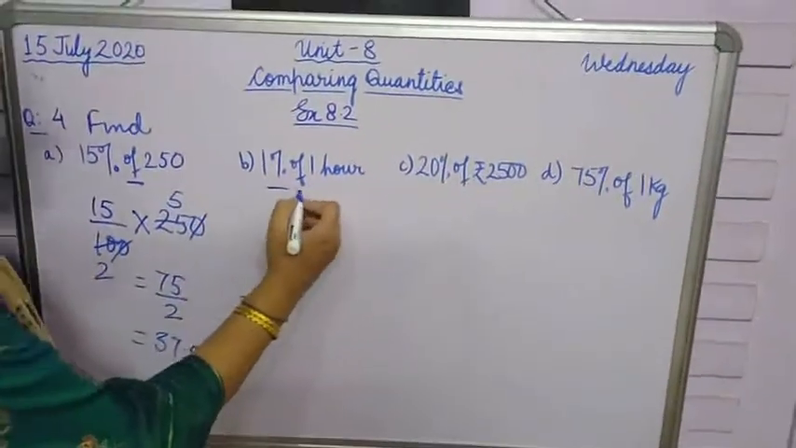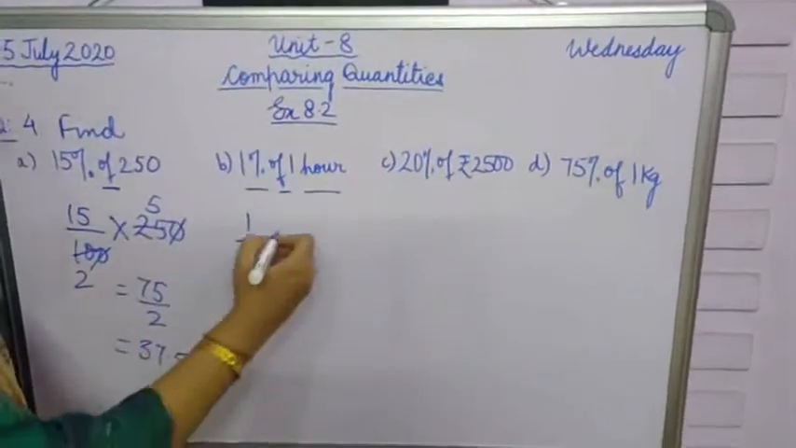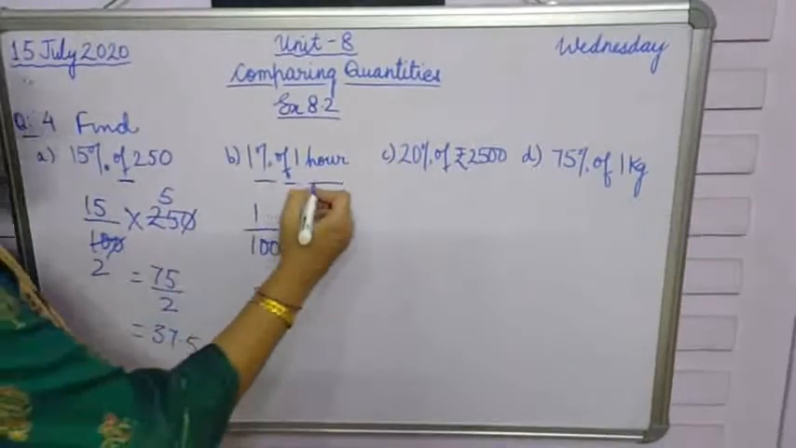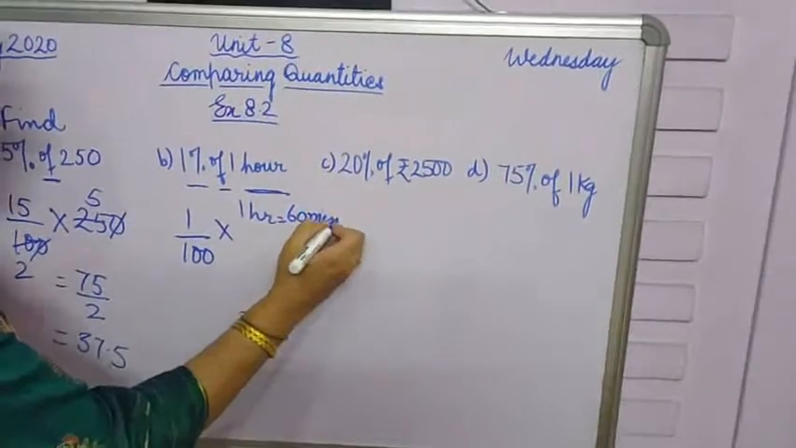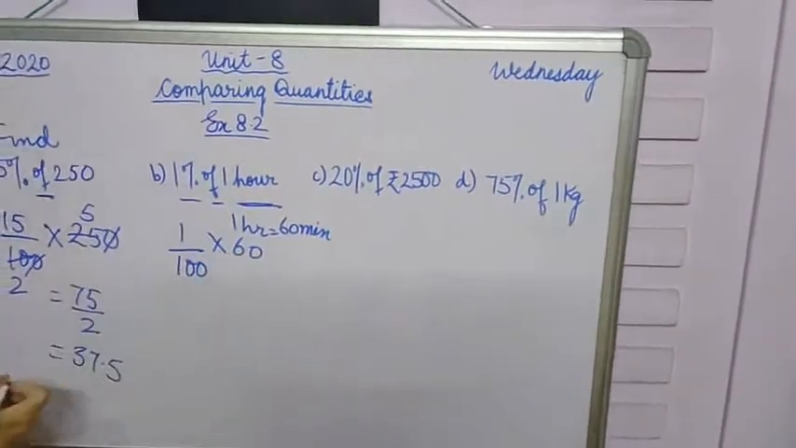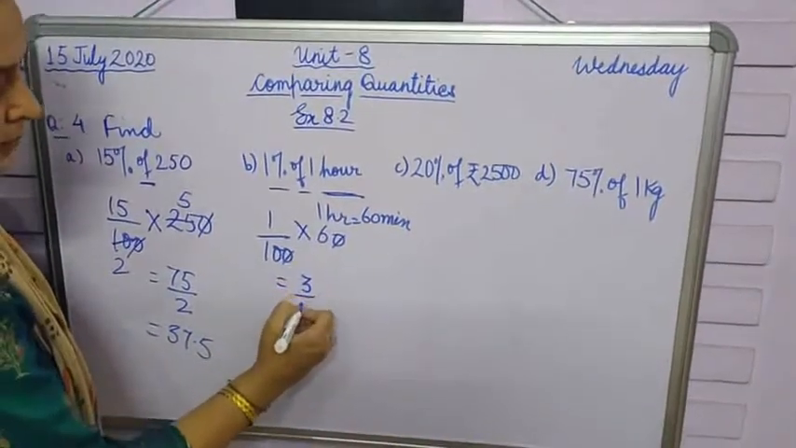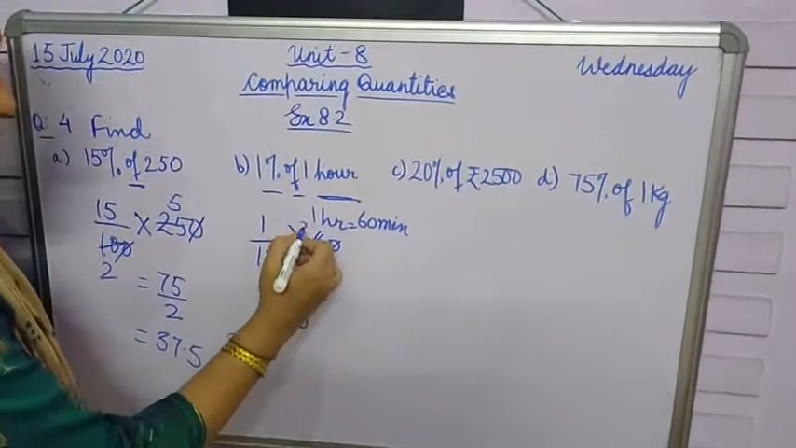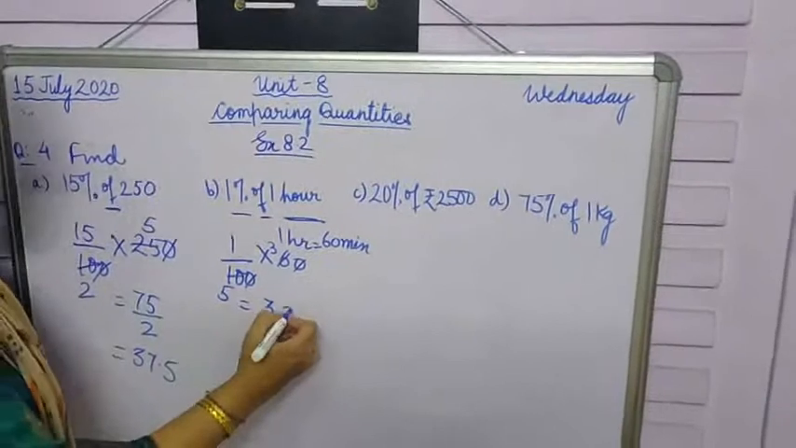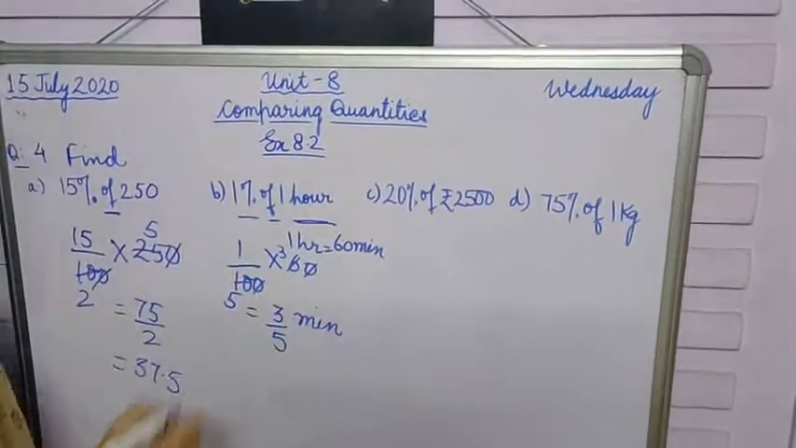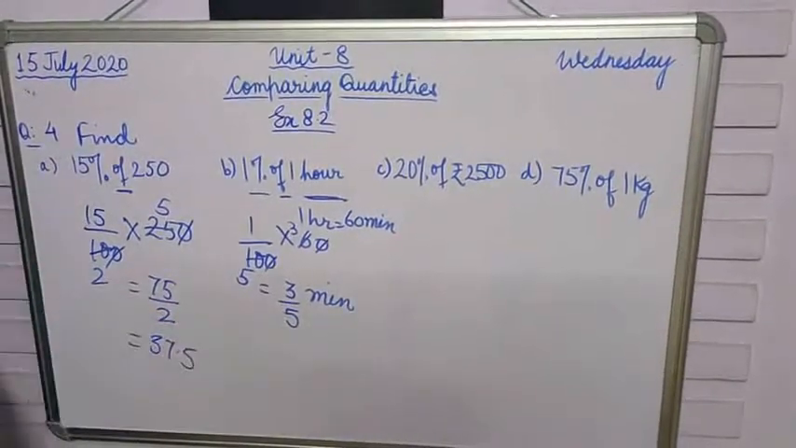Now B part is 1% of 1 hour. 1% means upon 100, of means multiply, and let us convert this 1 hour into minutes so that we can find out its value. So it would be 3 by, if I cancel it by 2, so it is 3 by 5 minutes. So 1% of 1 hour is 3 by 5 minutes.